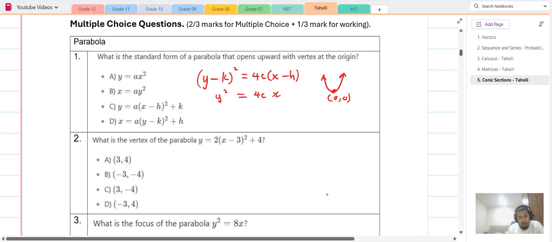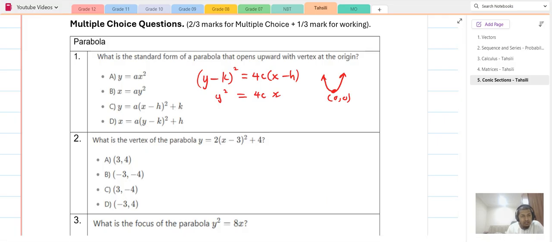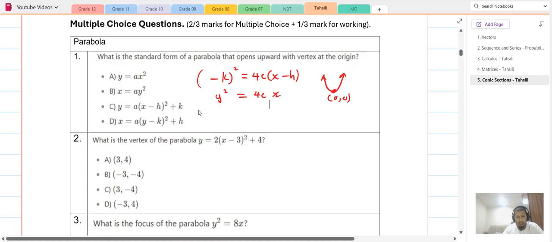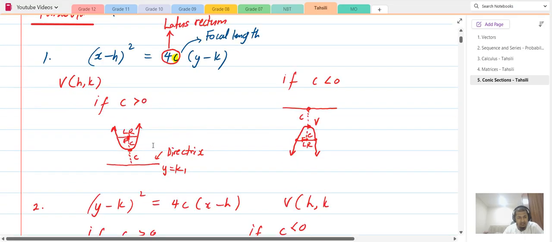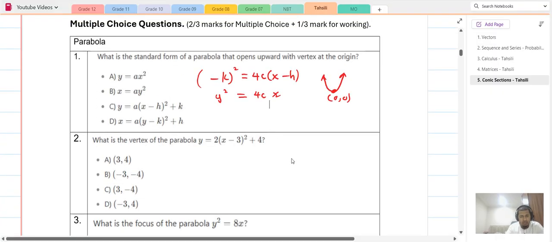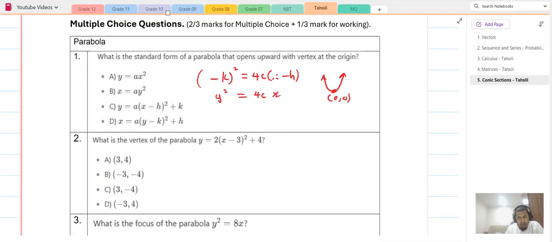Wait, one second, it should not be y. When it opens upwards it is x. See there, it's x minus h, so it should be (x minus h) all squared is equal to 4c into (y minus k).